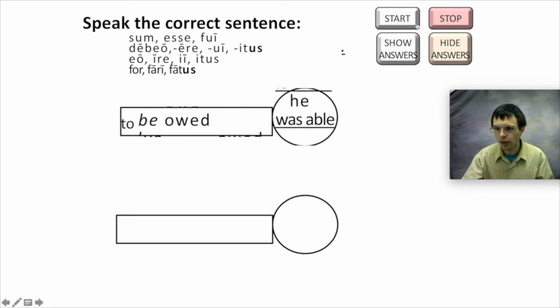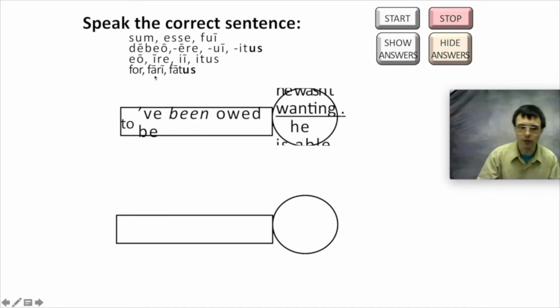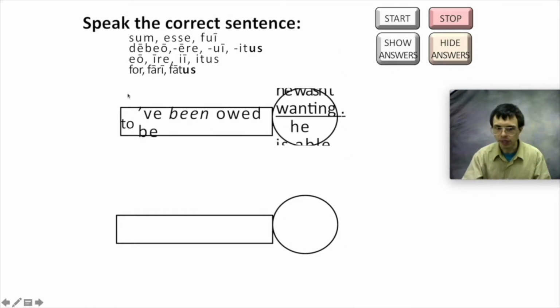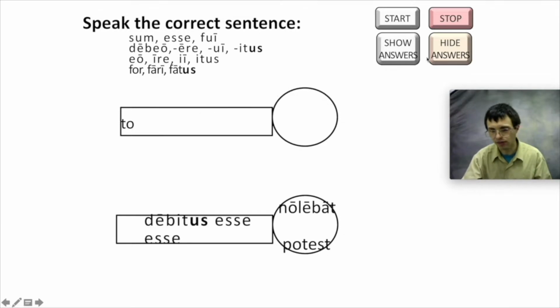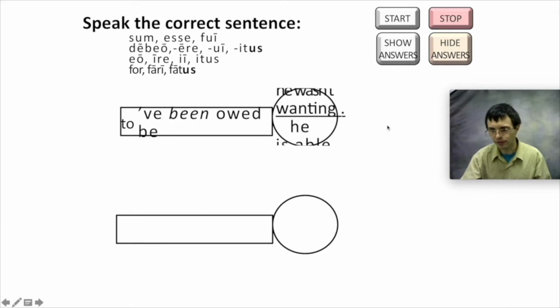Now in this next one, I want you to do it without color. Okay, so to have been owed, he is able. Been is passive voice. Apostrophe VE is past tense. So we're going to use some form of debitus aum. And then he is able would be potest. And then which gender of debitus would we use? Masculine, because it's he, right. So let's see that. Debitus esse potest. Very good. So try as many of these as you feel like you need to. And then when you're ready, move on.